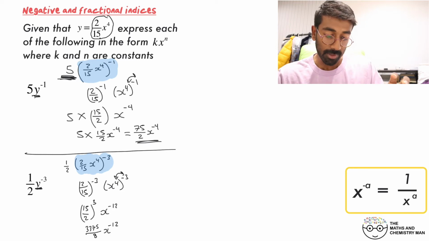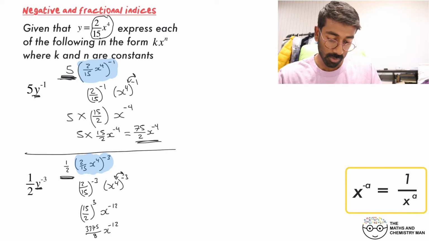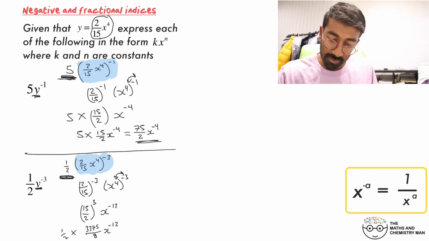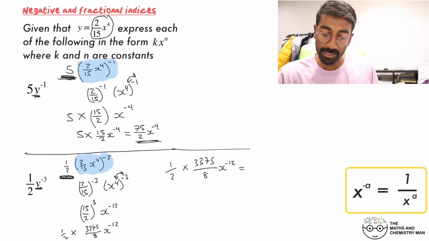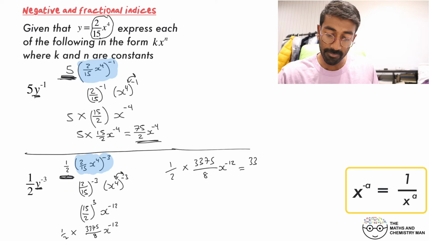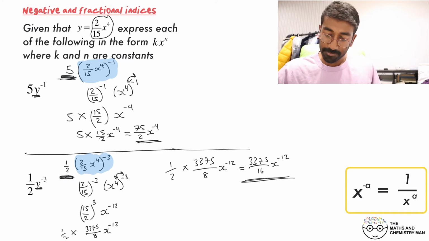We're nearly there, but don't forget you had this half at the front. So we need to put that back in. So it's half times all this stuff here. So let's just rewrite this out here. So we'd have a half times 3375 over 8 x to the minus 12. And so if you multiply that together, that's going to give me 3375 over 16 and then x to the minus 12. And that's that. That's how we can leave it.